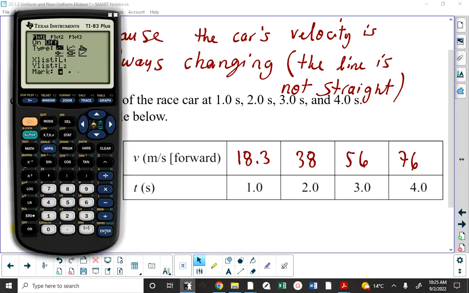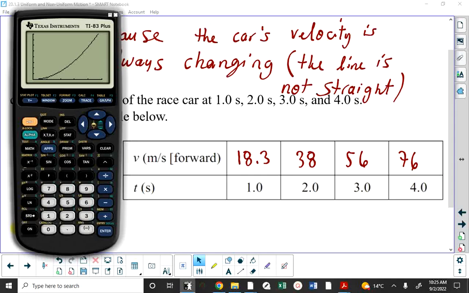And then what you're going to do is go back to your graph. So this is the graph. And we want to find the slope of the tangent at 1 second. Remember I drew that straight line at 1 second and I found the slope to be 18.3? Well, there's a way to tell the calculator to find the slope of the tangent.